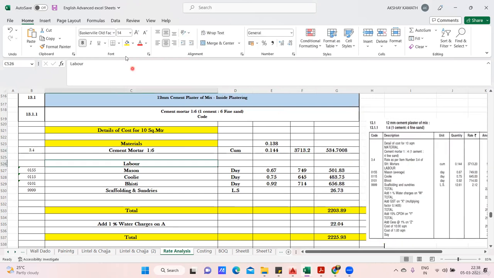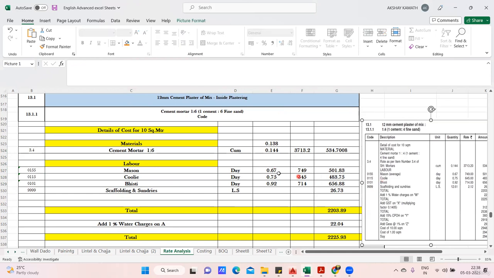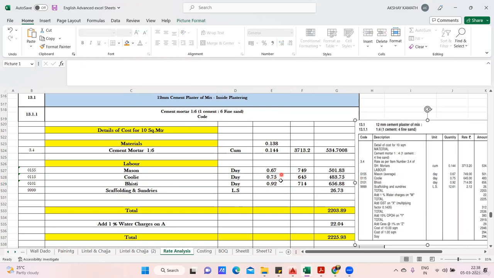After that, coming to the labor part. In labor, you require a mason, a coolie, and a bhisti. These quantities are given as 0.67, 0.75 and 0.92. These quantities have been observed over the years and people have found these constants. We don't know how this analysis came into the picture, but these things are given in your code book, so we are supposed to take them directly. People have seen this over a period of time and might have taken some thumb rules, and through that these answers are coming.